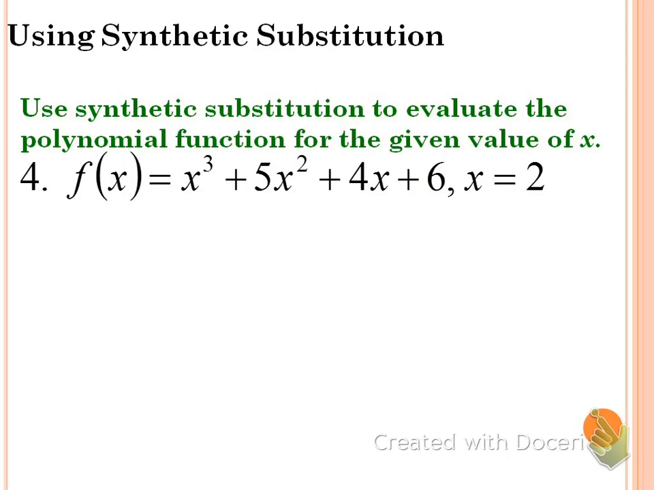So the first thing you want to do, you want to write the x value in a box. Then you want to write the coefficients following it. Make sure you're in standard form. And make sure you don't skip any. Like if this went from x to the third to x, you would need an x squared term with a 0 as the coefficient. So we want to drop down a 1, a 5, a 4, and a 6.